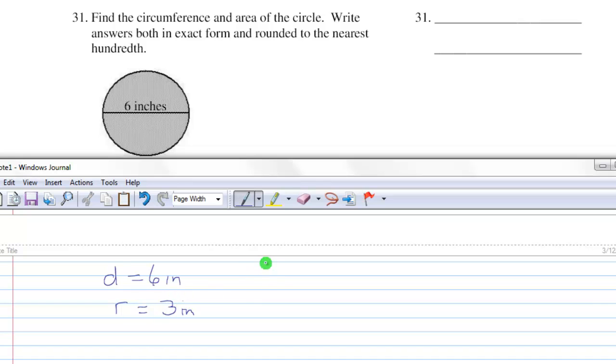To find circumference, circumference is equal to pi times the diameter. So for the exact form, we just substitute in 6 where the diameter is, so circumference is 6 pi inches. And for the decimal form, just use your calculator and use 3.14 or use your pi key and multiply 6 times pi. And that's going to give us 18.84 inches.